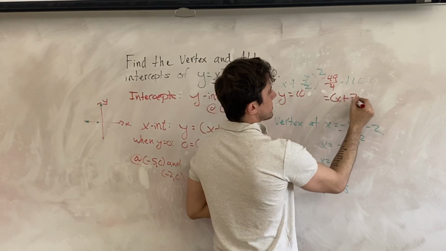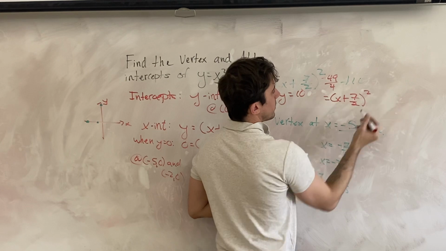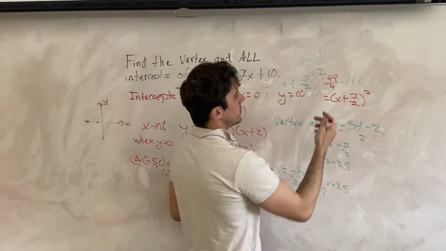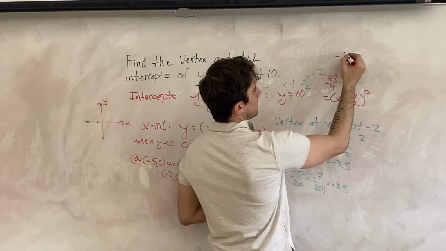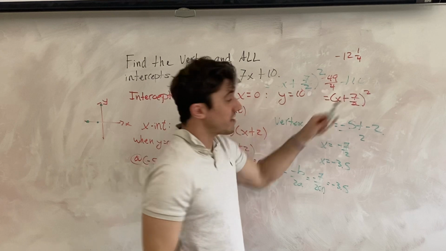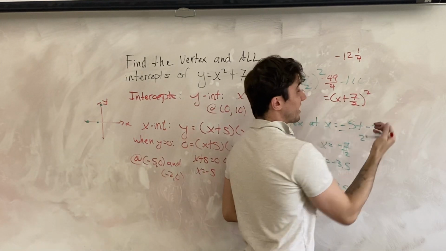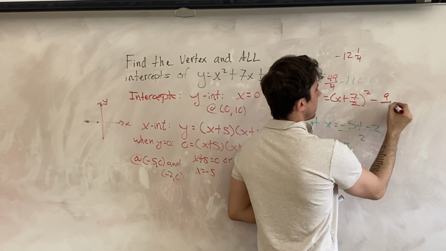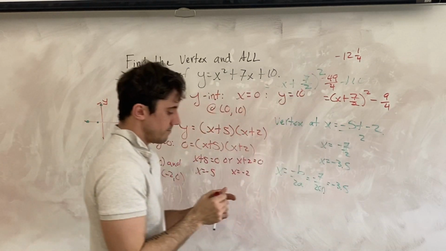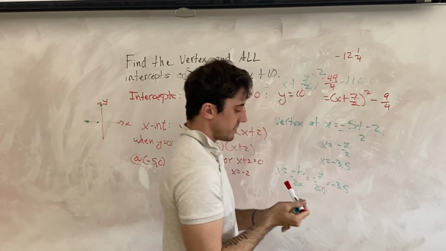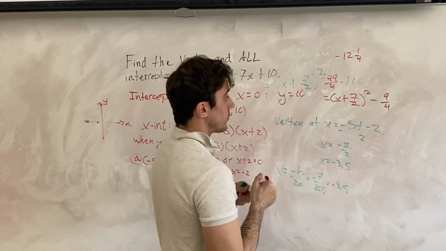(x + 7/2)² minus 49/4, that's negative 12 and 1/4. So negative 12 and 1/4 plus 10 is going to leave us at negative 2 and 1/4, or if you'd rather, minus 9/4. And this, we call that vertex form. And so this provides us with the coordinates of our vertex right away.